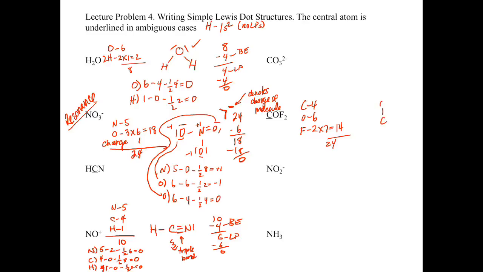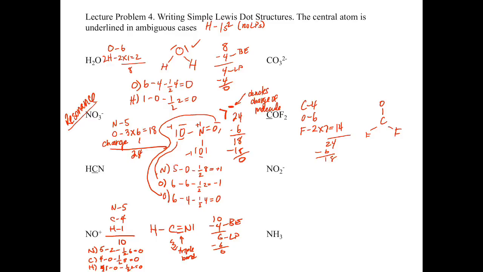And let's draw out our skeletal structure. So we have carbon, that's going to be our central atom. We have oxygen, and we have our 2 fluorines. In this case, we have 6 electrons that are in bonds. So we're going to minus 6. That's going to leave us with 18.